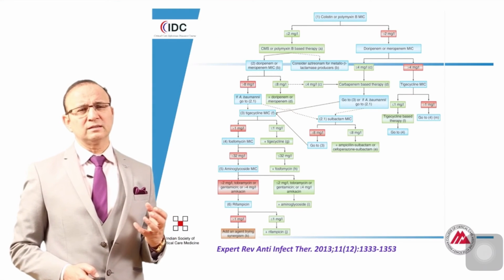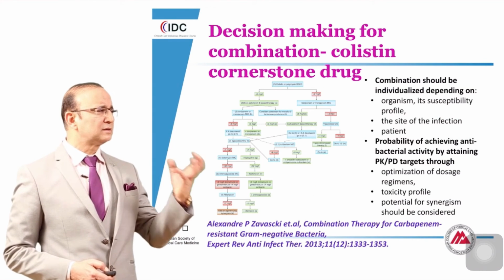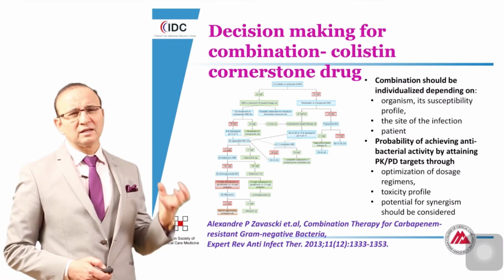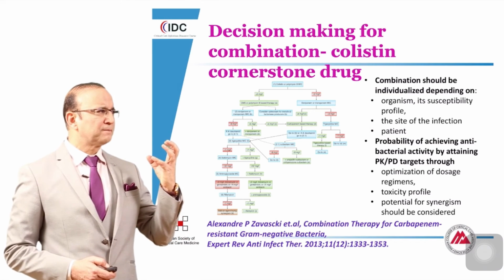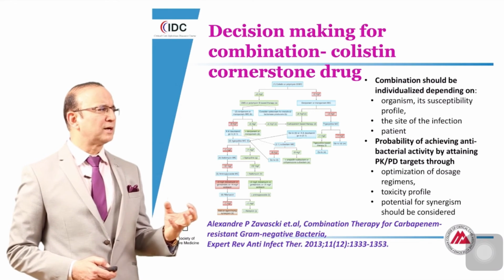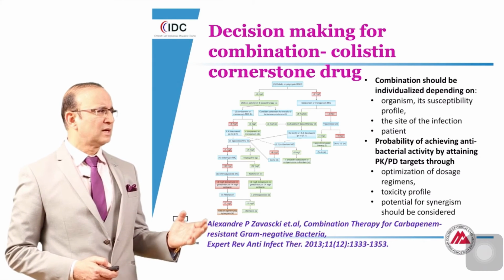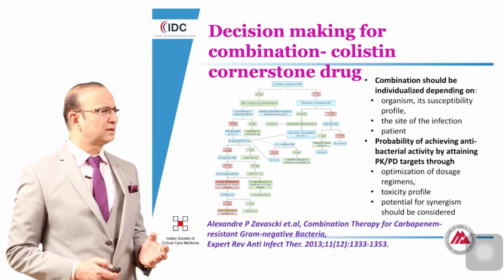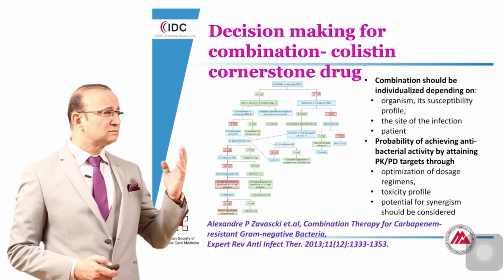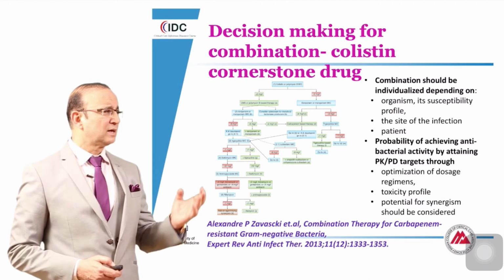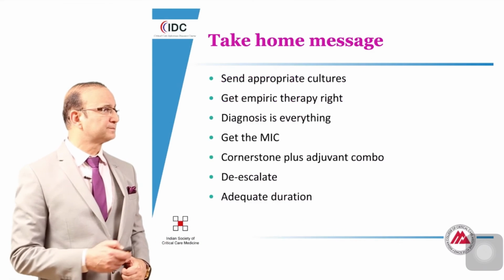There are various algorithms which have been suggested based on the MIC level, and they have shown that when you treat Pseudomonas or Acinetobacter, the combination should include, depending on the organism, its susceptibility profile, the site of infection of the patient, and probability of achieving antibacterial activity by attaining PK/PD targets, by optimizing the dosages, thinking of toxicity profile, and potential for synergism when you choose a combination therapy.